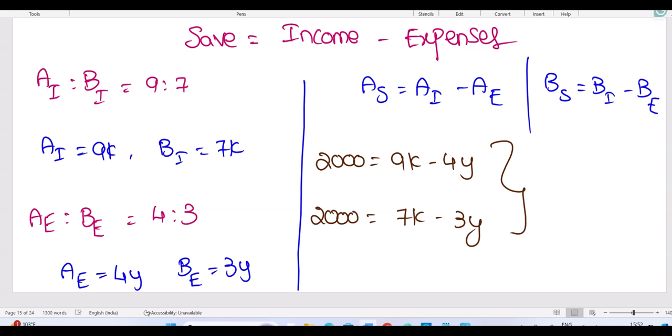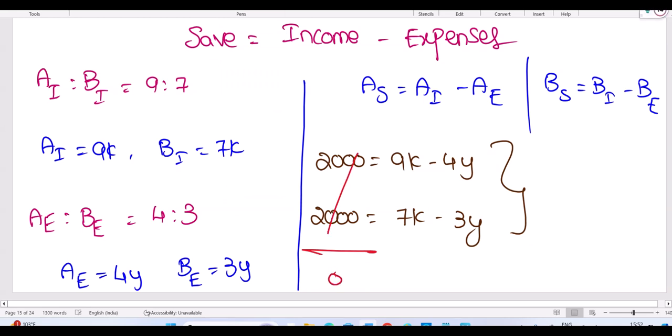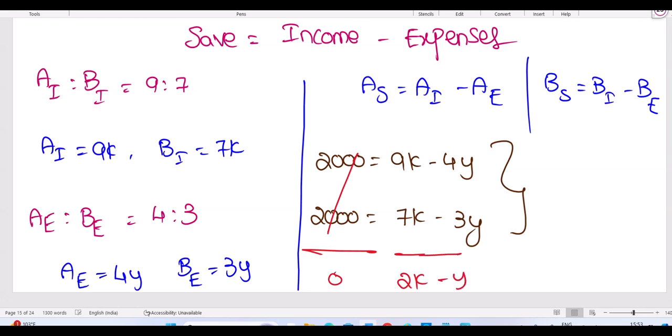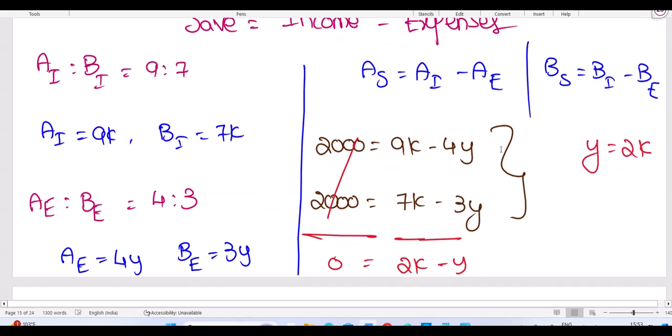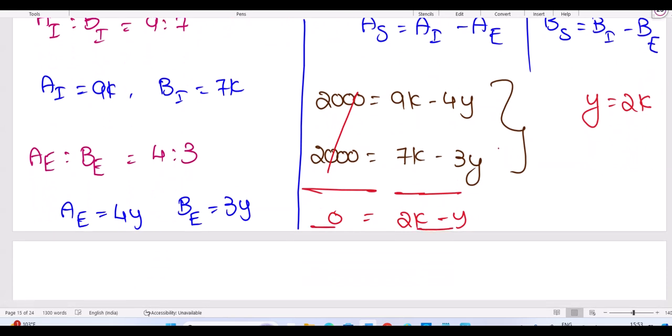As the savings are the same, you subtract directly. If you subtract directly, 2000 and 2000 cancel, giving 0. 9K minus 7K, and minus 4y minus 3y means minus y. Don't say minus 7y. So y equals 2K. Put that in equation 1 or equation 2. If you put y equal to 2K below, 7K minus 6K, K equals 2000. Or in the first one, 9K minus 4 into 2K means 8K. 9K minus 8K, K value 2000 will be obtained.